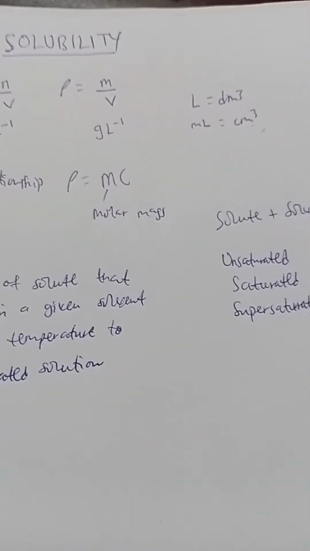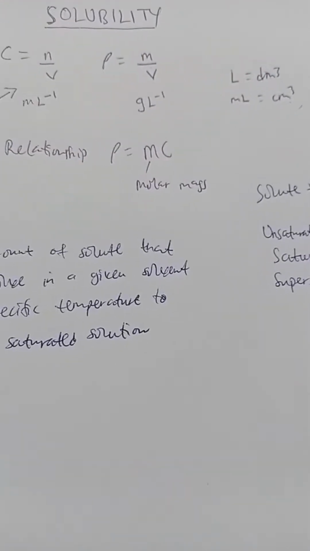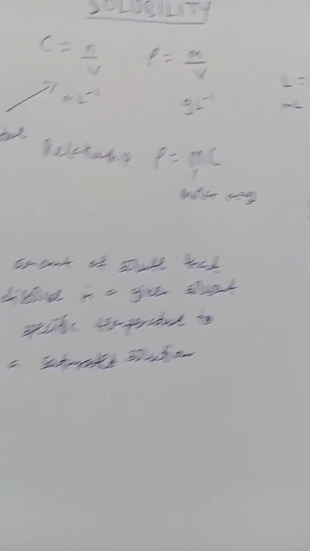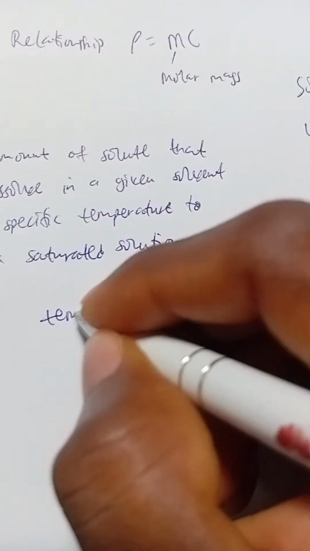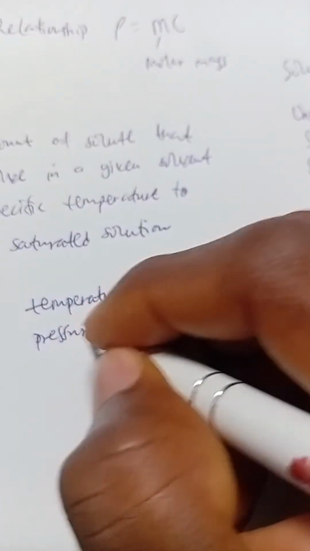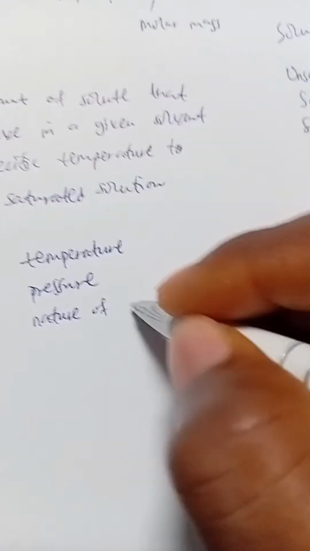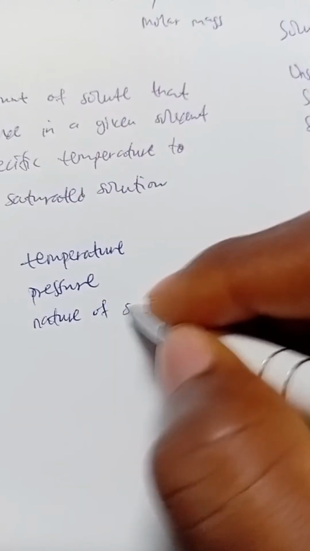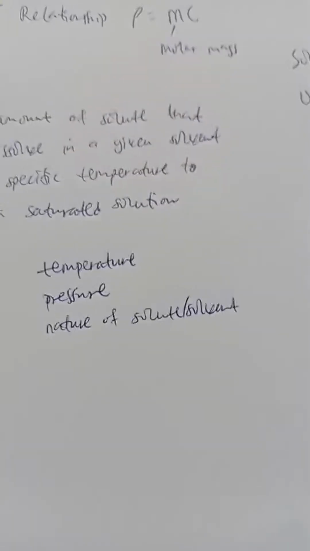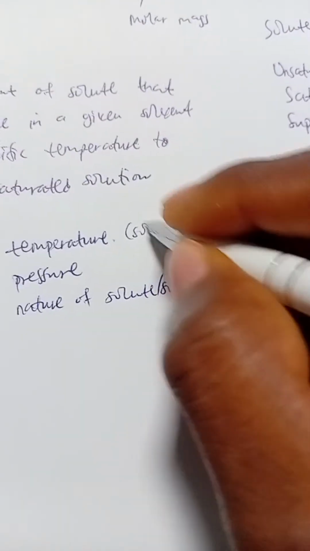Now, which factors affect solubility? Solubility is basically the extent to which something is going to dissolve in a given solvent. So what kind of factors are going to affect solubility? We have temperature, pressure, and the nature of the solvent. When it comes to temperature, it is going to affect solubility, especially for solids.